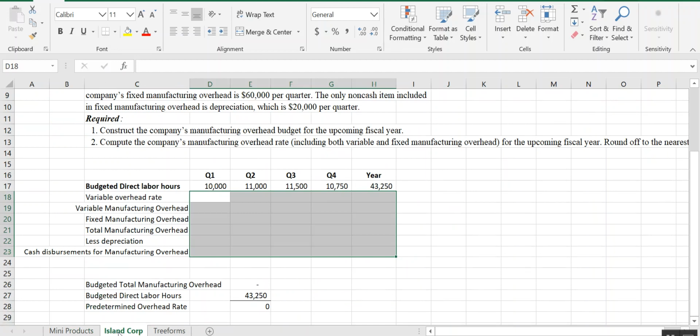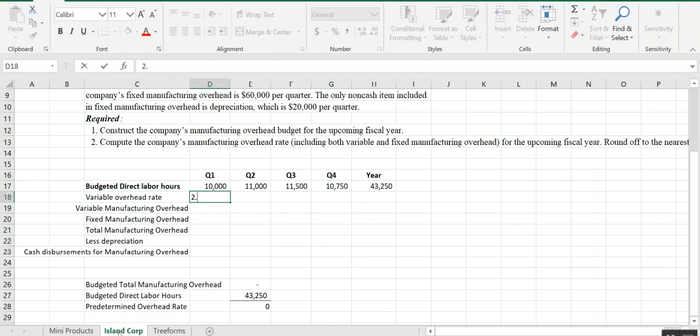The next one we're going to look at is an overhead budget, and in this case we have a company, Island Company, who has budgeted direct labor hours for each of the 4 quarters, and then they have a variable overhead rate of $2.30. So we're going to put the variable overhead rate in here for all quarters and for the year to date. And then we're going to multiply those to get the variable manufacturing overhead.